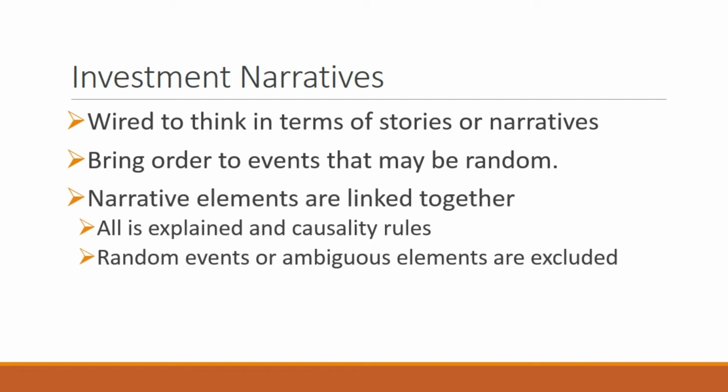In a narrative, the elements are all linked together and everything is explained by causal relationships. One event causes another event until we feel that we understand what happened. Random events or events that don't fit into the narrative are either excluded or minimized or forgotten.